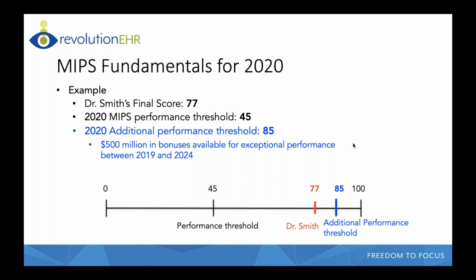In 2020, exceptionally well is defined as a score of 85 or above. So in our example here, Dr. Smith didn't exceed the additional performance threshold. So while she'll see her reimbursements go up by being above the standard performance threshold, she's not entitled to additional bonus payments because she didn't exceed that. Those bonus payments can range anywhere from 0.5% up to 10% more. So the ideal scenario is achieving a score of 85 or above.